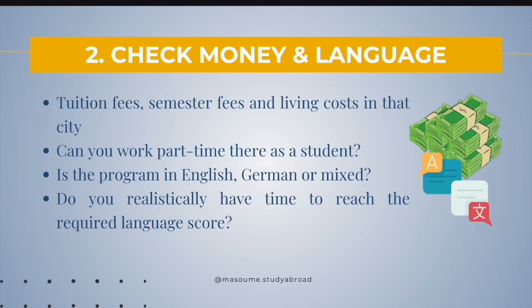The second part is money and language fit. First, check the costs. There are 3 main parts: tuition fees or semester contribution, living costs in that city, rent, food, transport, other costs like health insurance, visa, and study materials.